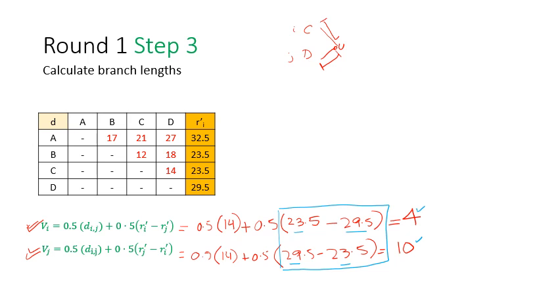We can reconstruct those two taxa, C and D, together, and we'll get C and D joined together with U, with different branch lengths. C to U is 4 and D to U is 10. So now we have calculated the branch length. Now we'll move to the next step.